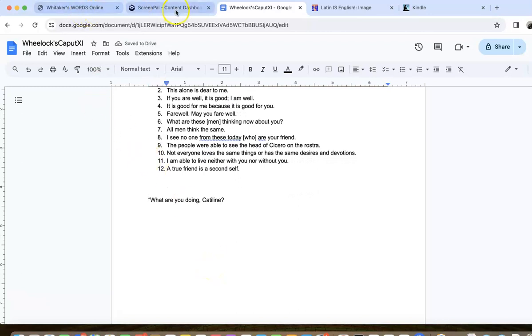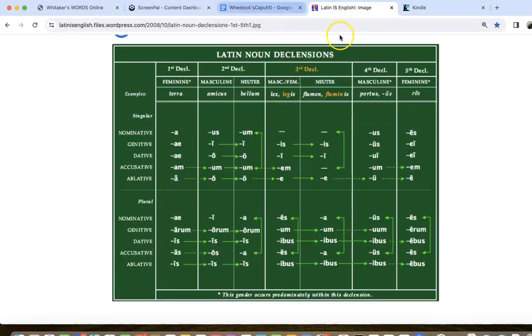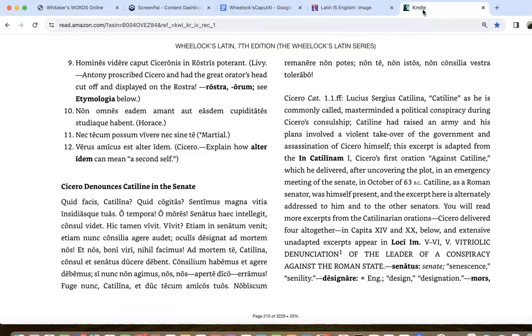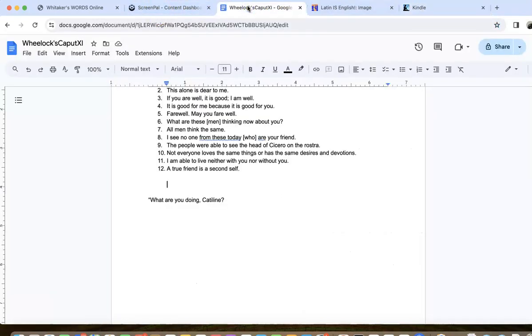Let's see, what are they calling it? Cicero denounces, I believe. Oops. Cicero denounces Catiline in the Senate. We'll go with that right there. Should work for us. Helps our organization.